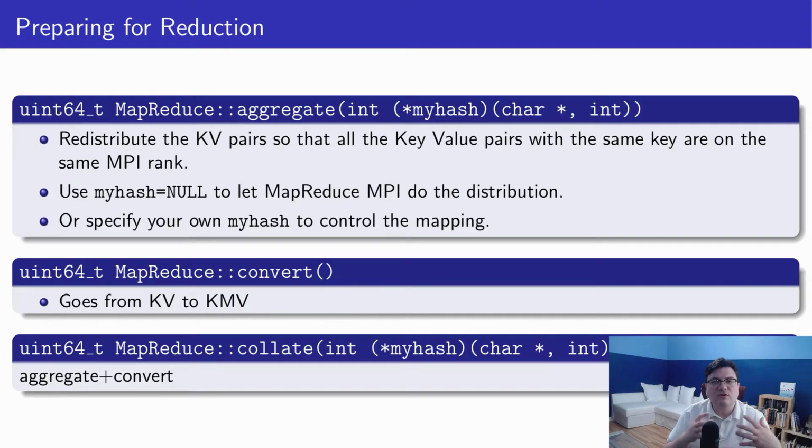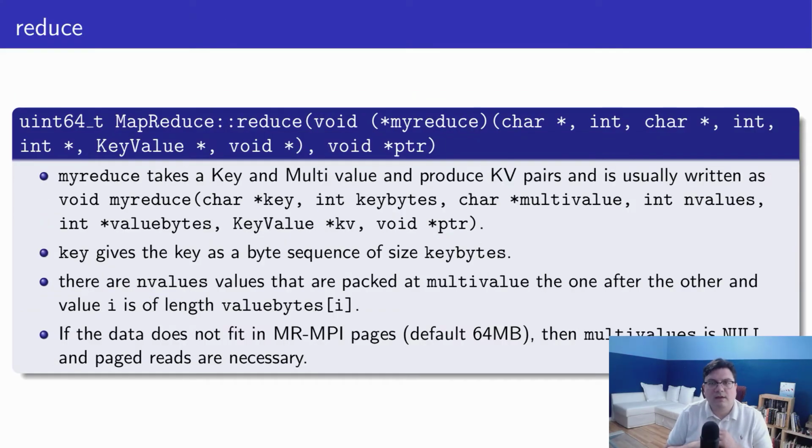Convert will string together all the values associated with the key and transform the key value into a key multi-value. Collate is a convenience function that executes both aggregate and then convert. Calling reduce on a MapReduce object starts a reduce phase. For each key, the MyReduce function will be called and it will be passed the local context.